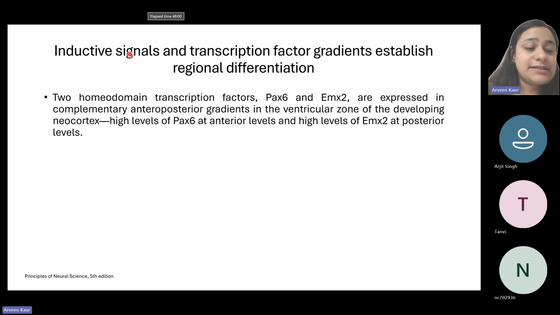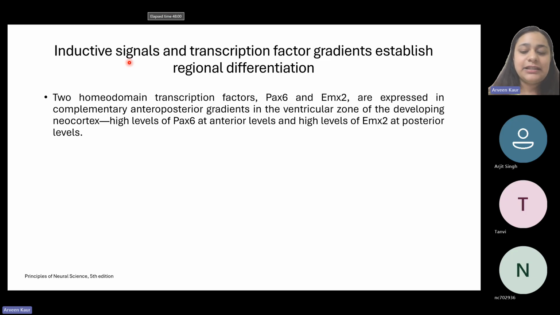Then again, there are some inductive signals over here. So at the beginning of development, we have studied that we thought that the neural tissue development is going to be a result of some inductive signals, that some signal is going and inducing the ectoderm to become a nervous tissue. But over the course, we have already found out that that is not the case, right?